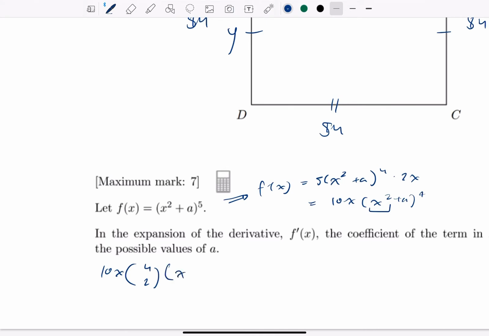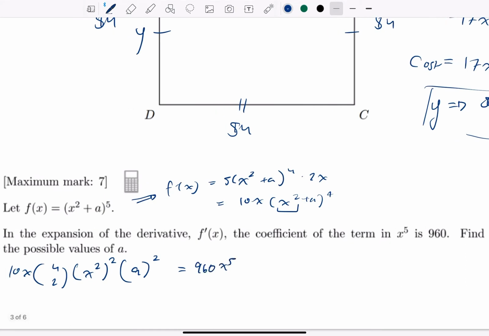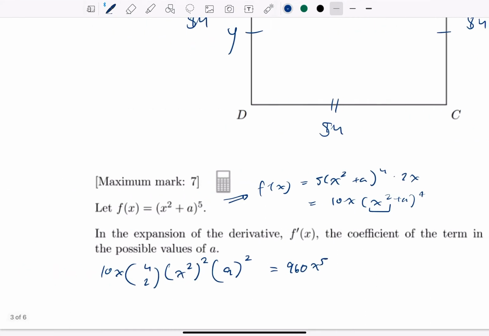Because then the inner term here is x^2, but we're going to raise that to the 2, and this multiplies to 4, and 4 times 1 right here gives us 5. And then we also have a^2. And of course, we're going to set that equal to 960x^5, because that is what holds. And just off the top of my head, 4 choose 2 is 6. You can plug that into a calculator if you don't believe me.